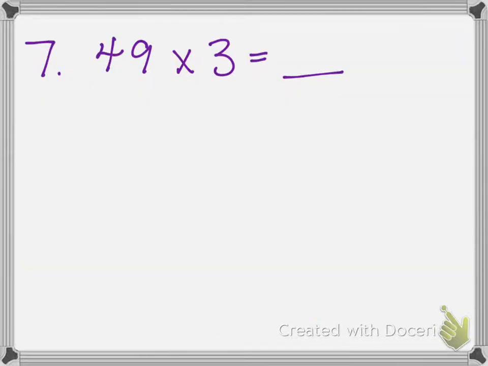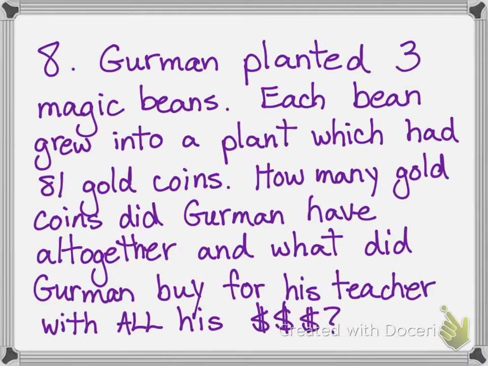Now, I would like you to rewrite this question and solve it. That's number 7. So pause until you have that done. And I would like you to do number 8. You remember, you don't write this out, write number 8. We're going to read the question together and then I want you to solve it.